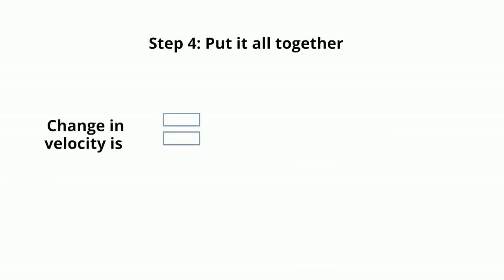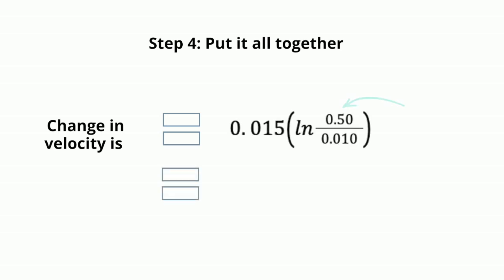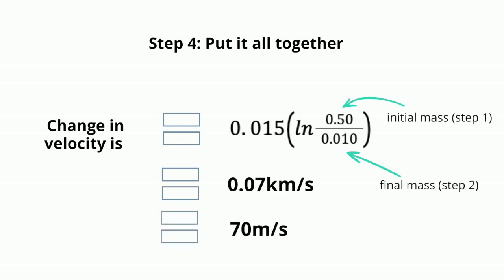Now, let's put it all together. Substituting our values into the equation, we get that the change in velocity of the bottle rocket is about 70 meters per second. Now, it's time to test the hypothesis.